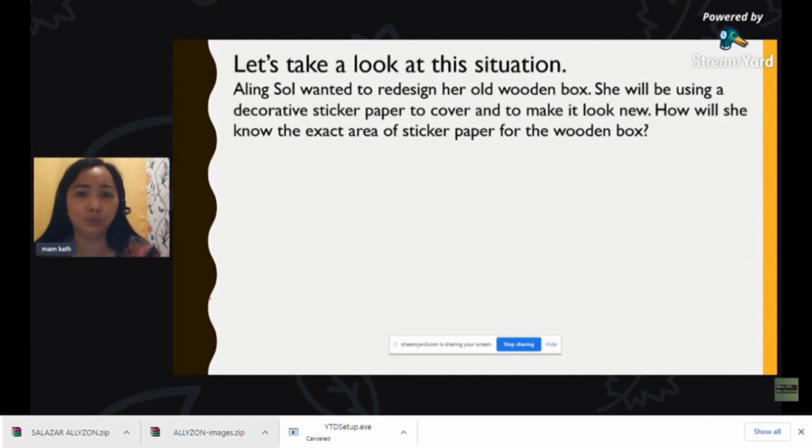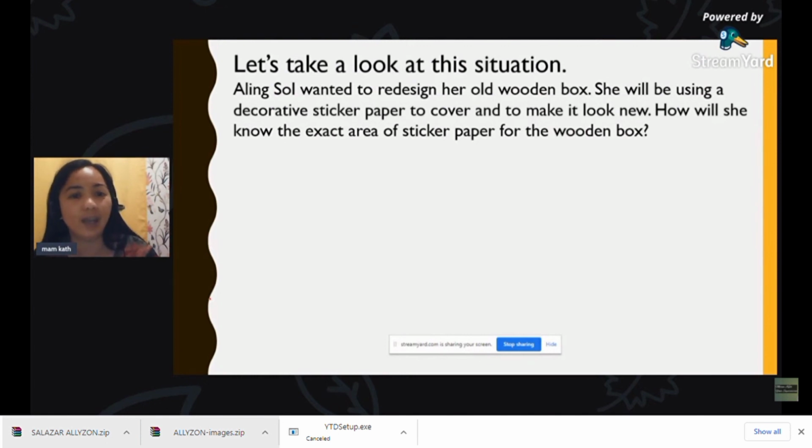So ngayon, uso ngayon yung sticker paper. Actually, kalimitan yung wallpaper, ginagawa na rin sticker paper para i-cover ang box, ang mga boxes. That is why si Alexol gusto niya na pagandahin uli yung box, yung old wooden box niya by covering it with a decorative sticker paper.